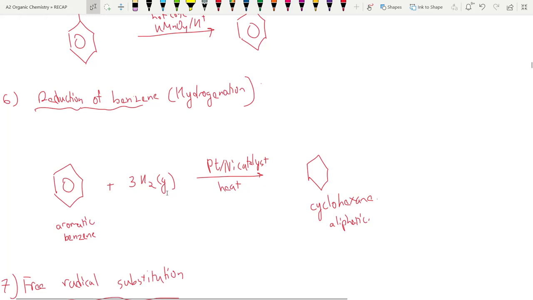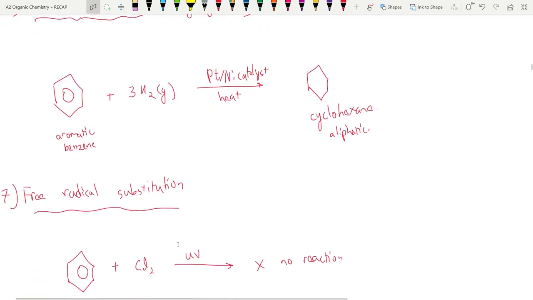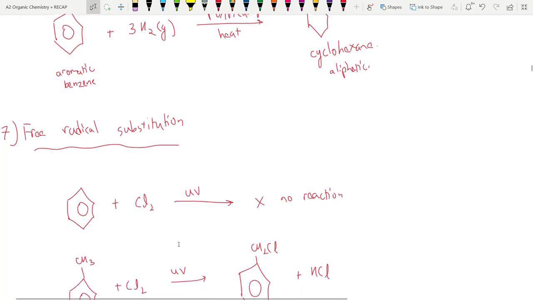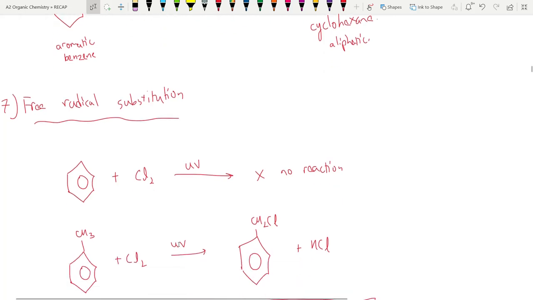What about reduction of the benzene ring? This is very important because we get an aliphatic compound from the aromatic one. So we just add hydrogen to the benzene ring, and we need a platinum or nickel catalyst and heat. They also undergo free radical substitution, but just chlorine with UV light does not react with the benzene ring. The bonds are too strong.